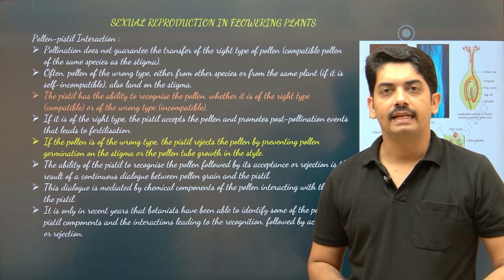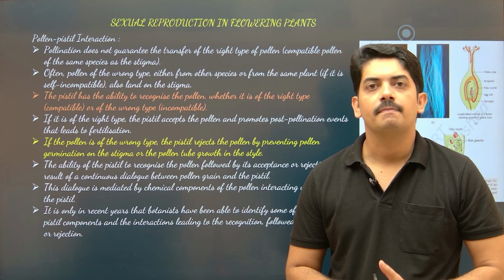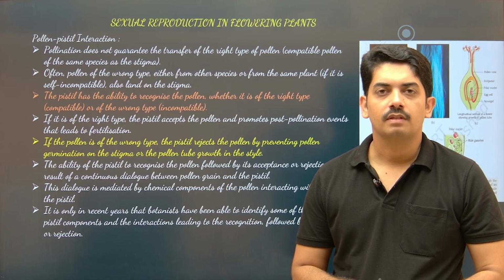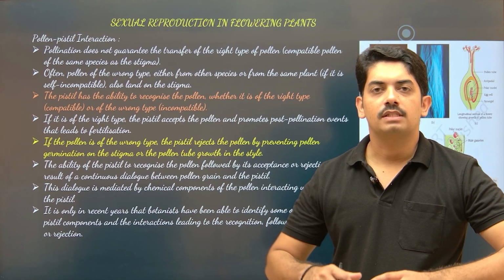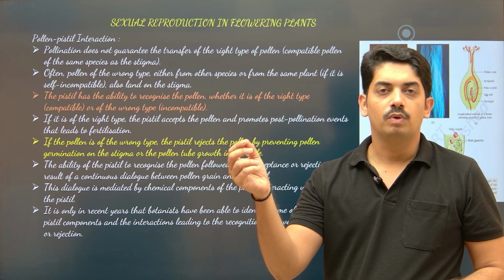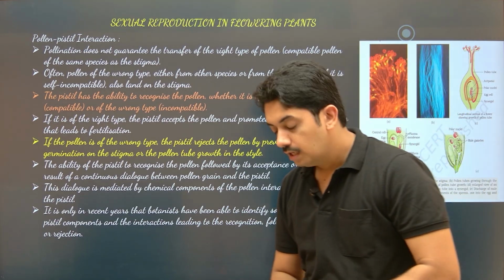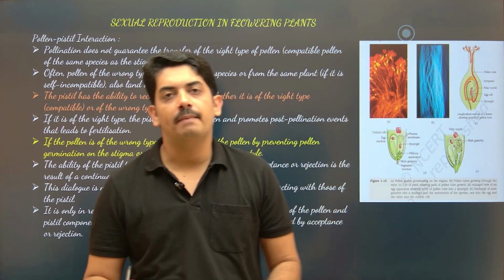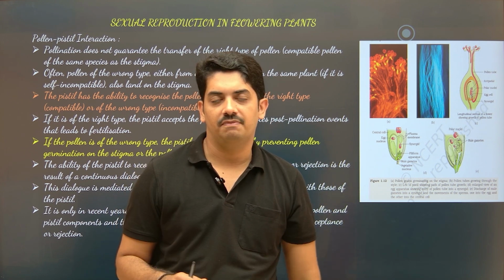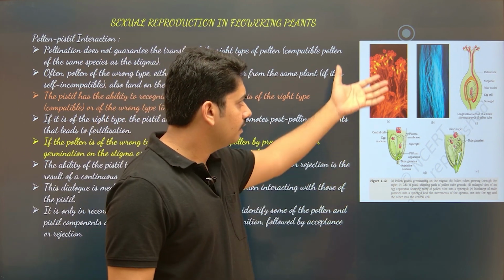Pollen-pistil interaction. So far what we have studied is something related to pollination, right? Now pollination is a process where the pollen grain is transferred from the anther to the surface of the stigma. Now the question is, what happens when the pollen grain lands on the stigmatic surface? That process we will study in pollen-pistil interaction.